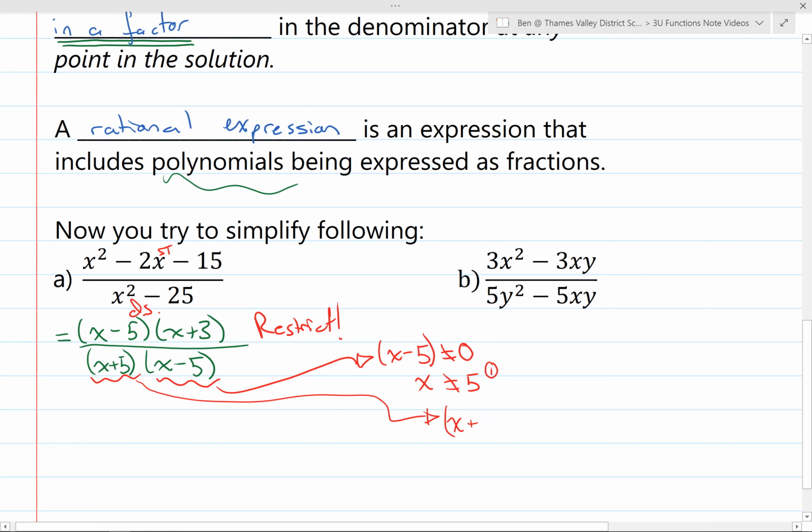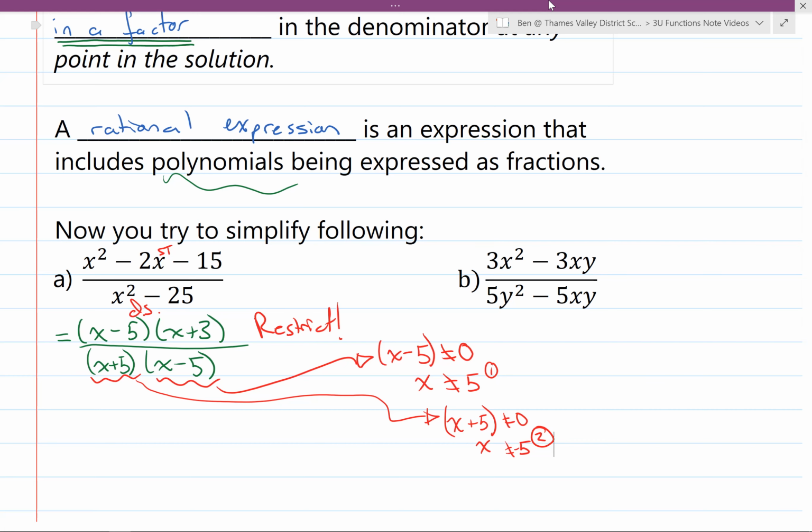The next one says x plus 5 is not allowed to equal 0. Again, I'm going to rearrange that. Considering my inequality sign, I'm working with that just like I work with an equal sign. So I subtract 5 from each side, bringing me x cannot equal negative 5. Okay, so those are my two restrictions. x cannot equal plus or minus 5.